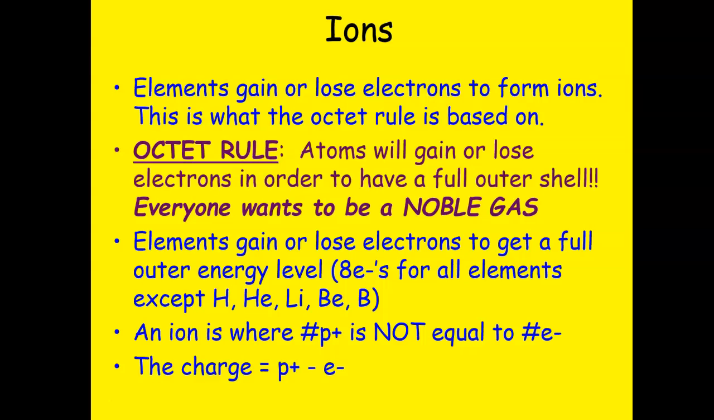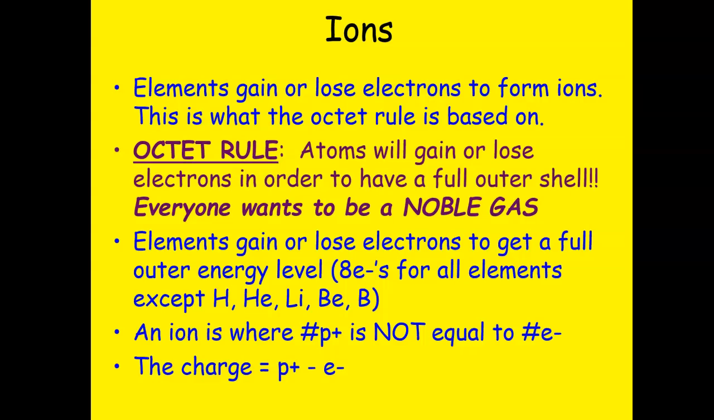Elements will gain, except for hydrogen, helium, lithium, beryllium, and boron, because they cannot have a full outer shell of 8, because their second energy level is generally not full with 8. They usually will lose those in order to have a full outer shell, which would be the first energy level, which would be 2.